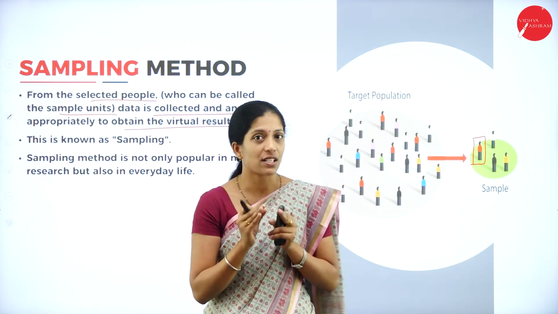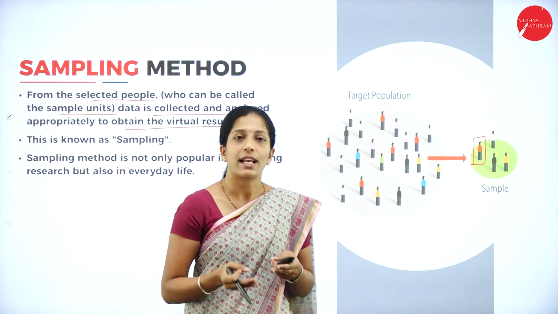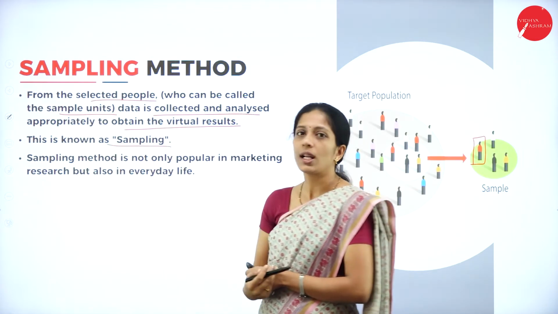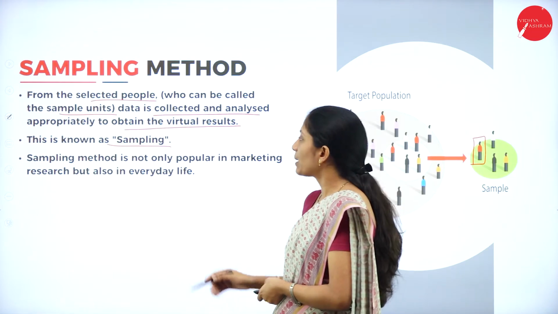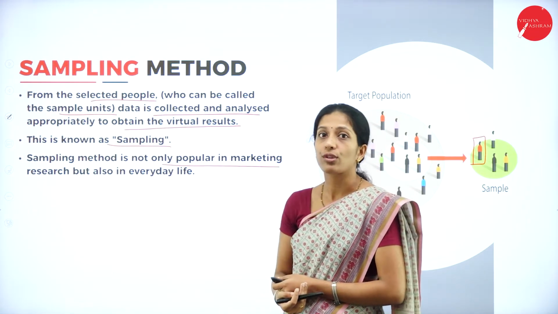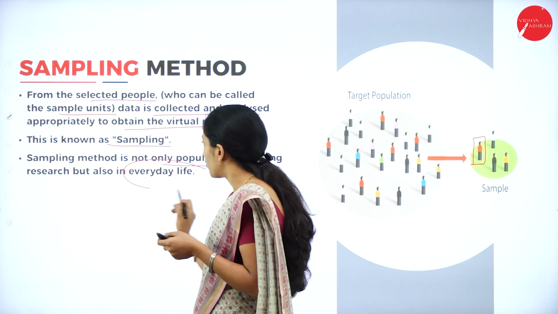From those sample units, data is collected and analyzed appropriately to obtain the results. They are going to collect the information, analyze it, and interpret the result. So this is known as what? Sampling. The sampling method is popular not only in marketing research but also in everyday life. Why have they given everyday life?